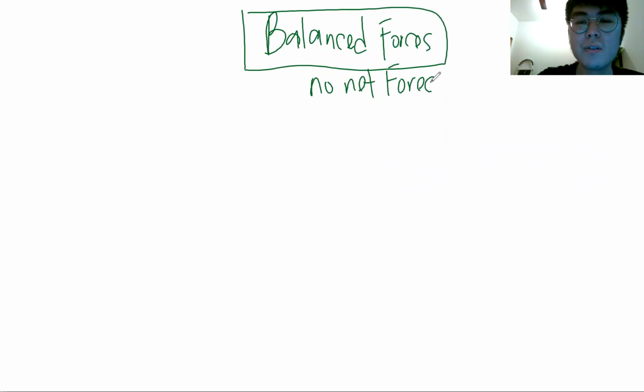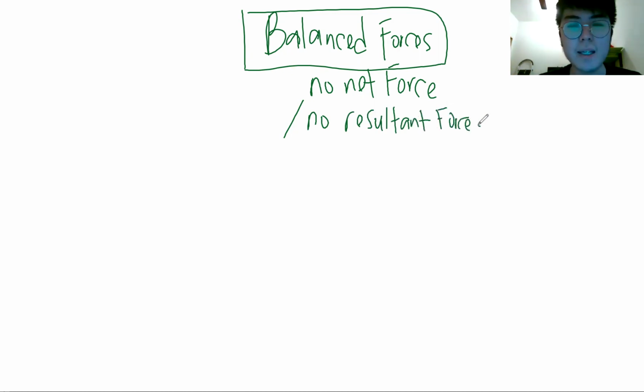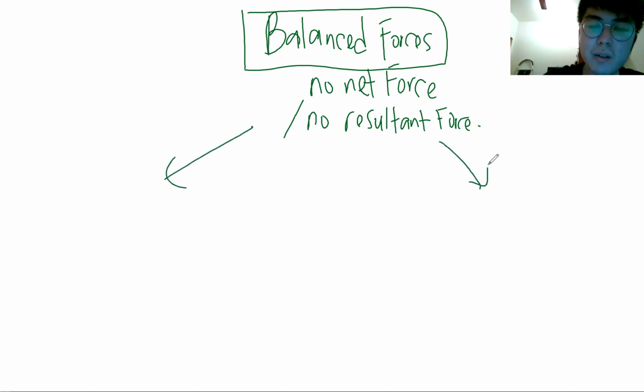No net force, or no resultant force. Okay, it's the same thing. 一样的东西来的 net force 跟 resultant force. Sometimes you see resultant, sometimes you see net force. Okay, now balanced forces, there are two possible situations.